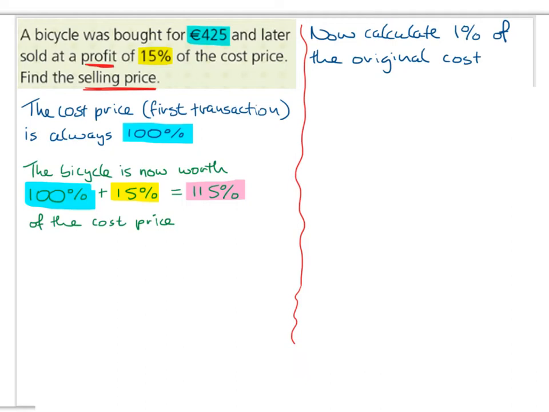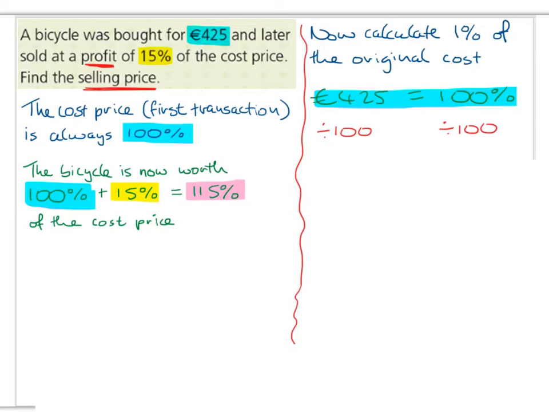So we want to figure out what 115% is, but first of all, we're going to figure out what 1% is. We know that €425 is 100%. So we want to figure out, well, what's 1% in euro? And when we have that, then we can figure out what 115% is. So we always bring it back to the unit cost or the unit percentage, in this case 1%. So we're going to divide both sides by 100 because ultimately we want to make this 100% be 1. And to change anything into 1, we divide by itself. So 100 divided by 100 will give us 1%.